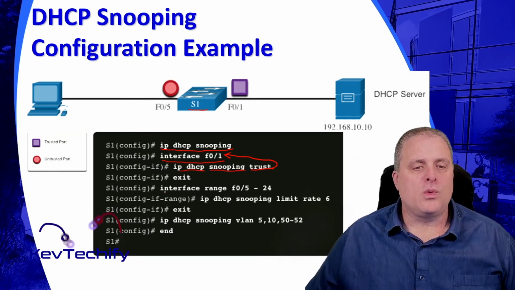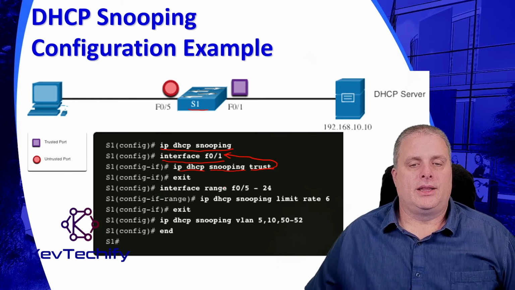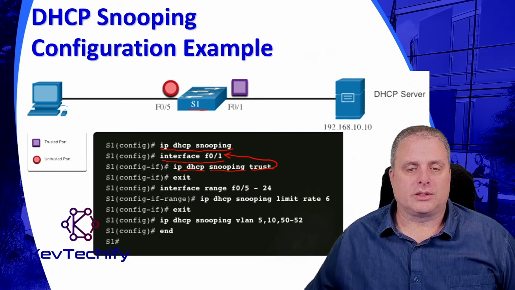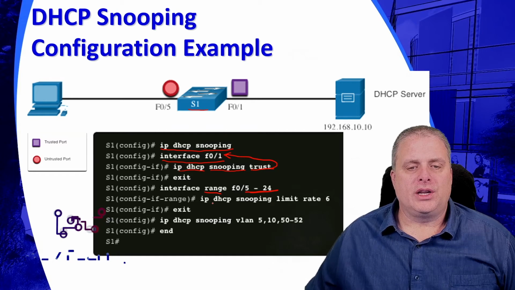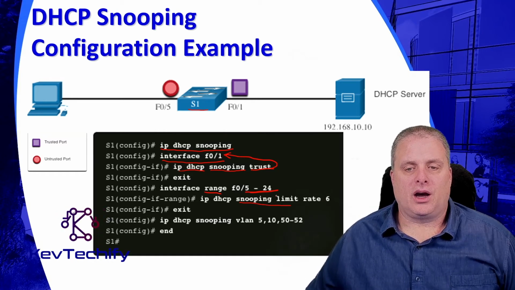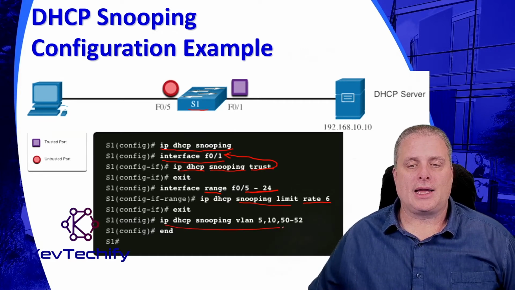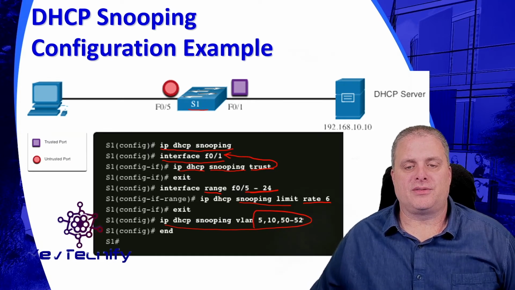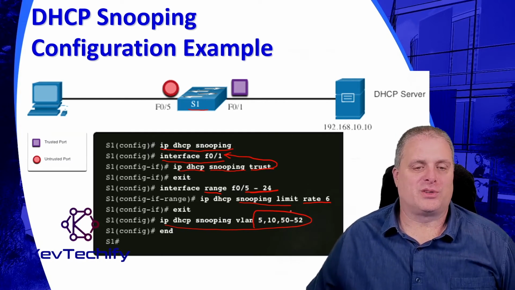Now we can exit out and go in and do a range of ports. We're going to say ports 5 to 24, and we're going to use our range command. We're going to set the snooping limit rate to 6, and that sets our limit at 6. Exit out, and then we're also going to turn on snooping on these VLANs: 5, 10, and 50 to 52. So 50, 51, and 52, those three VLANs.